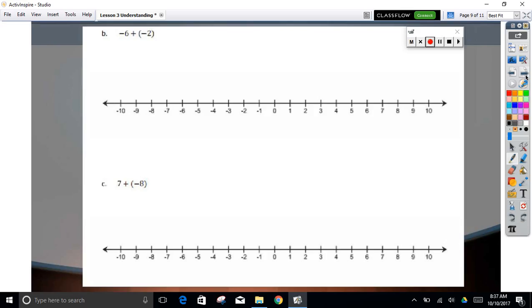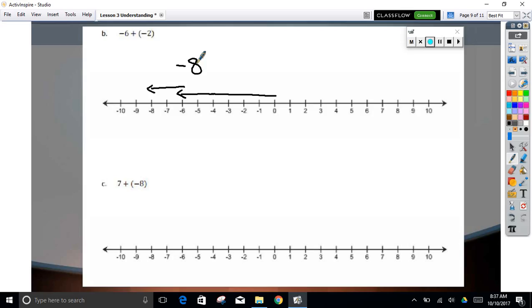So letter B. Okay, Zoe, what told you to go left? Why did you decide to go left? Because... Ailey, why did she go left? Because it's still negative. So negative signs tell us that we need to go to the left.